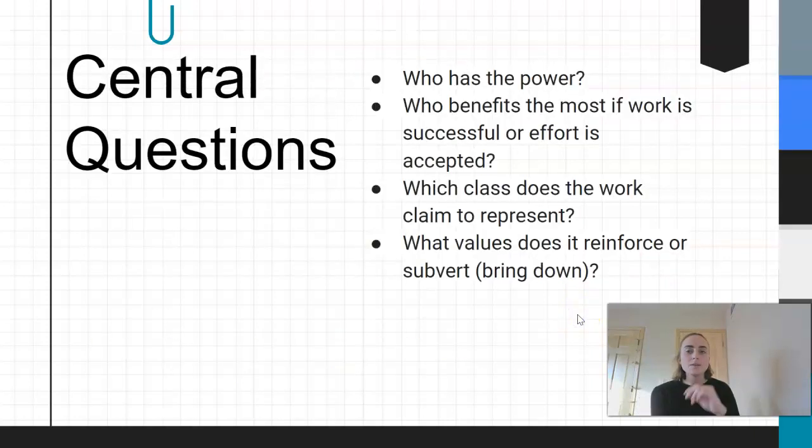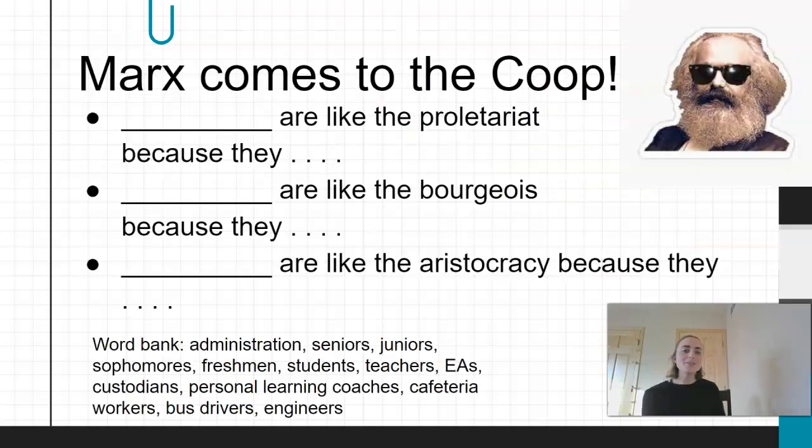All right, so make sure you have some of these questions taken down in your notes in the packet. And then our final thing we're looking at is what would happen if Marx came to Cooper? So I want you to apply these 3 social categories: the proletariat, the lower class; the bourgeois, the middle rich class; and the aristocracy, the very powerful, influential class. Who would you put into these 3 categories at Cooper?